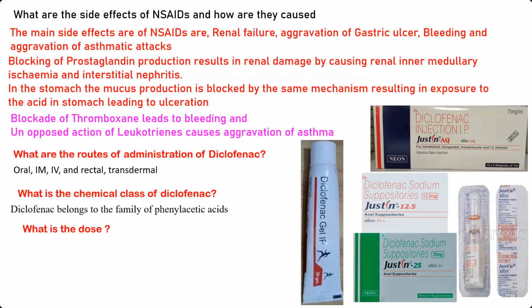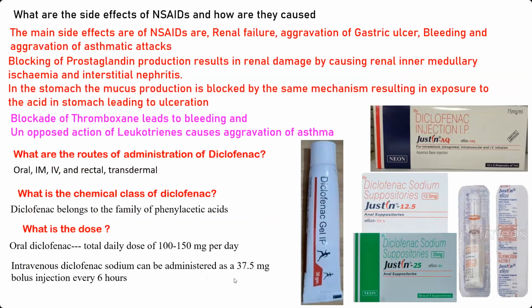So it's 1 milligram per kg IV or IM, a total dose of 150 milligram per day. 100 to 150 milligram per day can be given orally, and intravenously it is about a 75 milligram bolus injection every 6 hours. But in the OT, normally we dilute 75 milligram and administer it as a bolus for long surgeries. Even giving 75 milligram over a period of half an hour to 1 hour does not cause any problem.